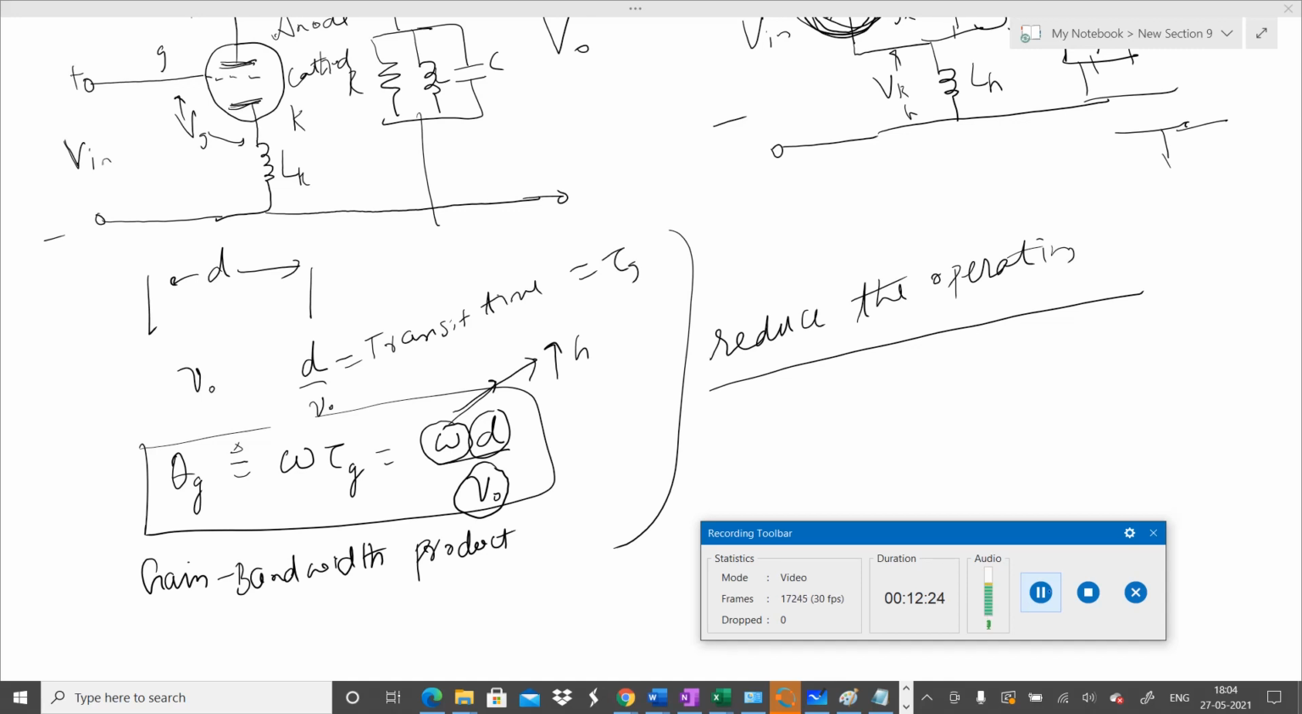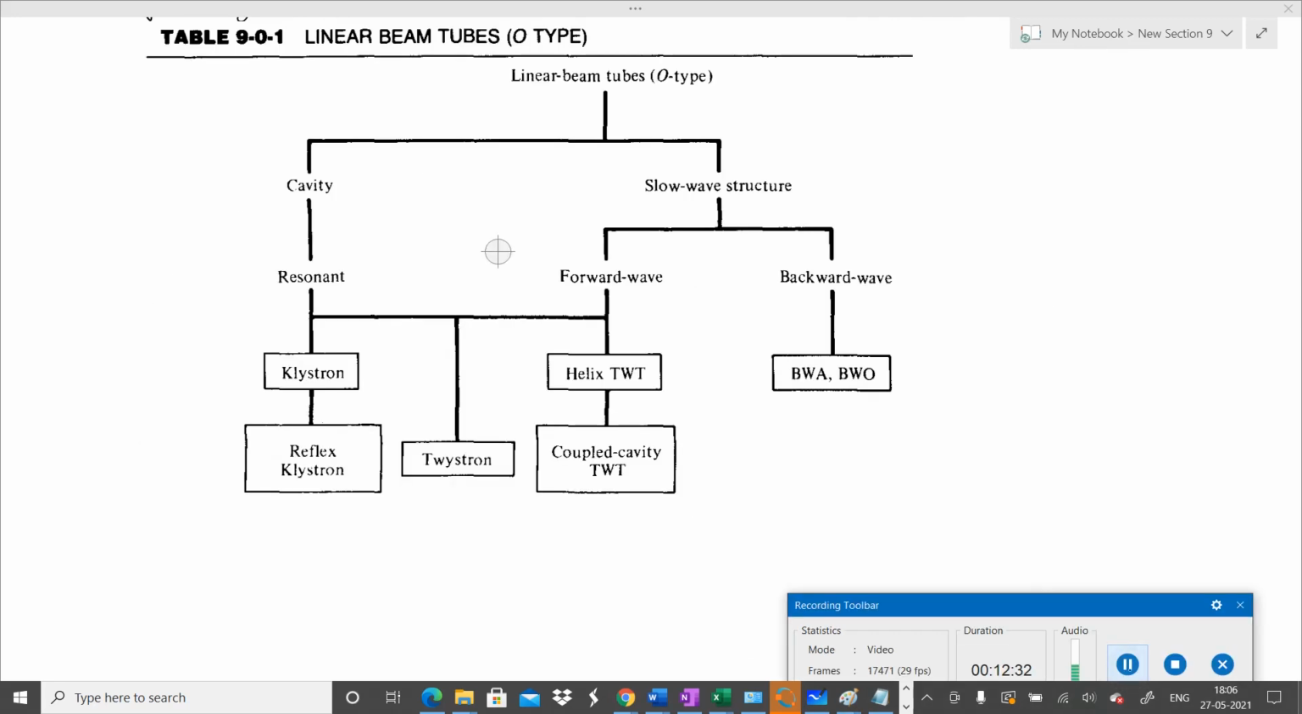Now, I will first show you the table of various devices, various tubes which are used at microwave frequency. Here are different types of linear beam tubes. We call them O type. I discussed this O type when we had one offline class. I will again tell you why we call such devices O type. Broadly there are two types: cavity type and slow wave structure type. Then cavity type is again of two types: resonant and forward wave.